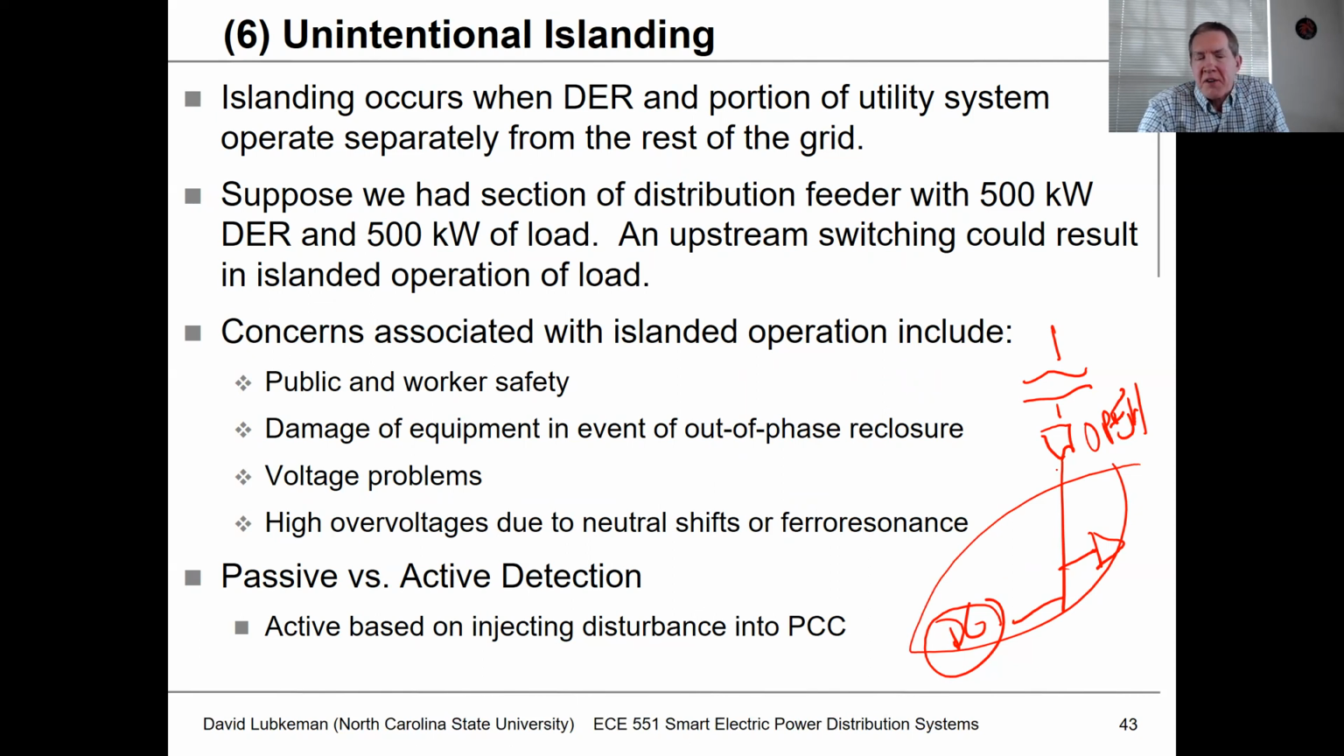This can cause a lot of issues besides operational issues. There are a lot of safety issues associated with this, where we have generators which are feeding what the line workers think are a de-energized circuit. And so this could cause issues with safety. It could damage equipment, and cause other issues with voltage.